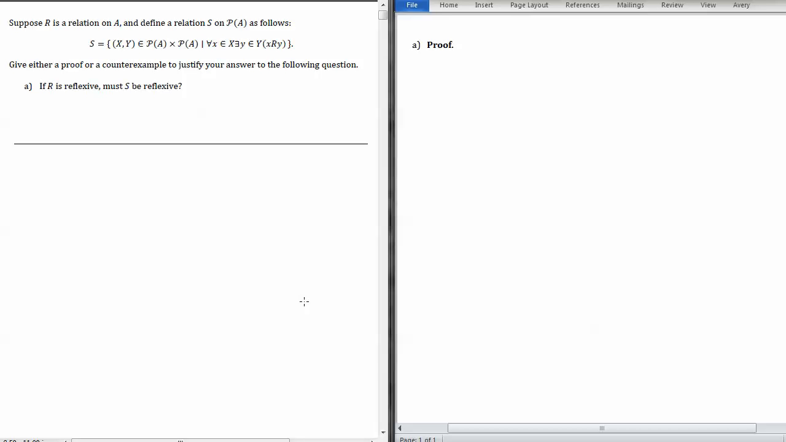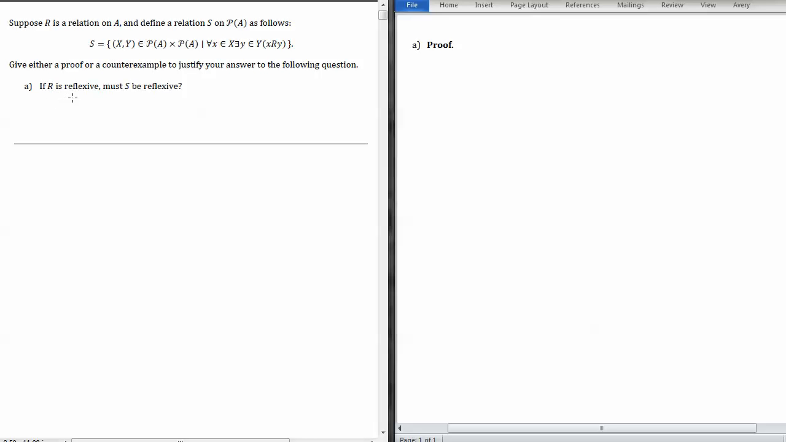Suppose R is a relation on A, and define a relation S on the power set of A as follows. S is going to consist of all the ordered pairs (X, Y), where each of those is a subset of A, such that for all little x in big X, there exists a little y in big Y, such that x is related to y by this relation R. Okay? And we're supposed to give a proof or a counterexample to justify or answer the following question.